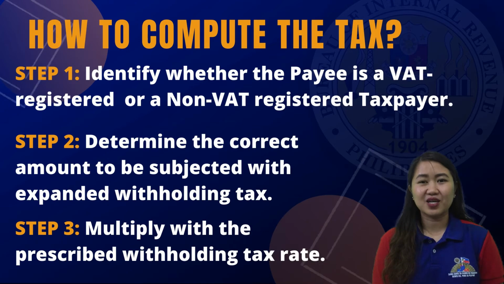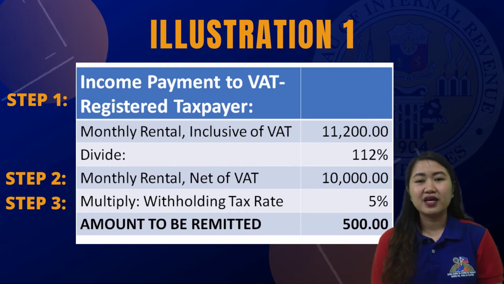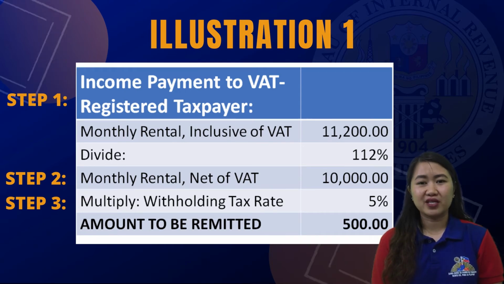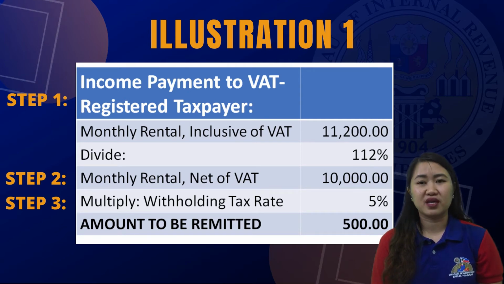To better understand the computation, here are some illustrations. Illustration 1. We identify that our payee is a VAT registered taxpayer. Step 2. Since the income payment includes VAT, we divide the amount by 112% to determine the correct amount to be subjected to expanded withholding tax. Step 3. Multiply by the prescribed withholding tax rate to come out with the amount to be remitted and withheld.